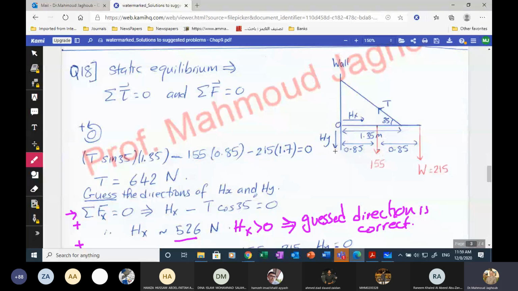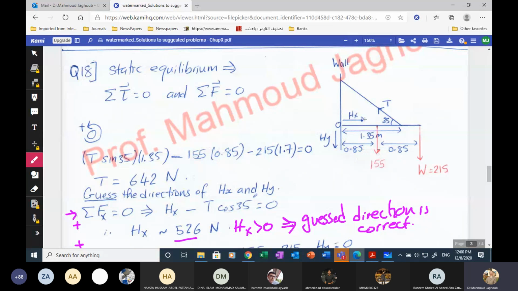Now, this is only a guess. I guessed the directions to be so. طيب, how do I know if my guess is right or wrong? How do I know if I really have Hx to the right or not? How do I know if I have Hy downwards or not? I really don't know now. I don't know at all about Hy unless I solve the question. Now, if I find that Hy is positive, this means my direction is correct. طيب, if I find it negative, it means that the magnitude is fine. We take the absolute value, but the minus sign means that Hy is not really downwards. Hy is where? Upwards. This is what it means, and we will see now.